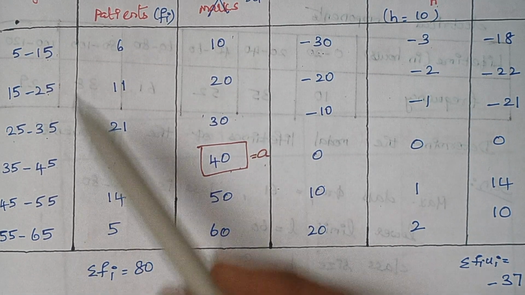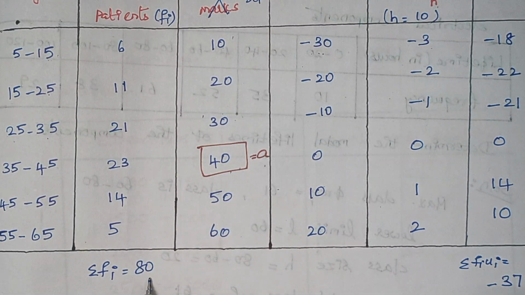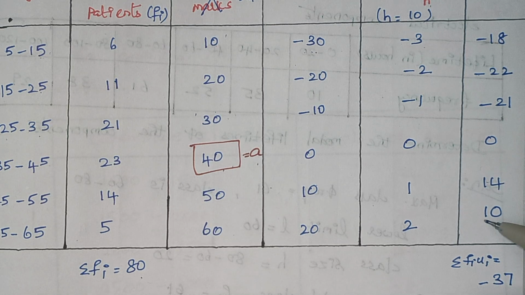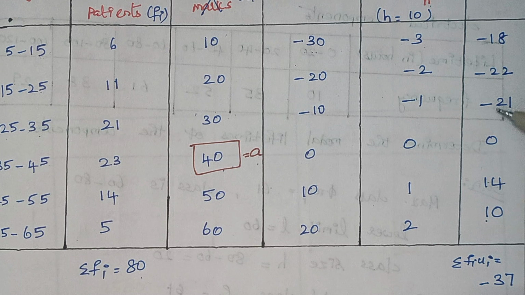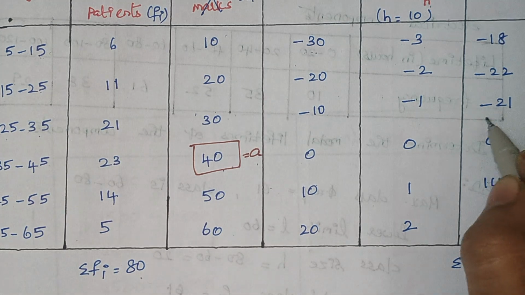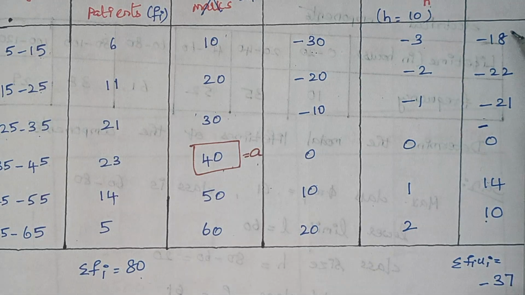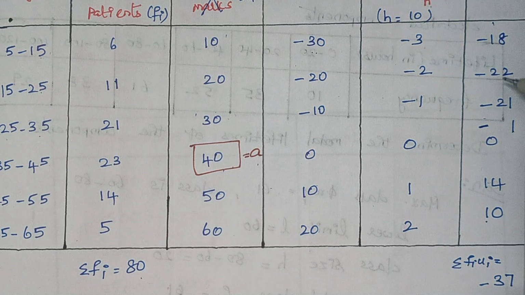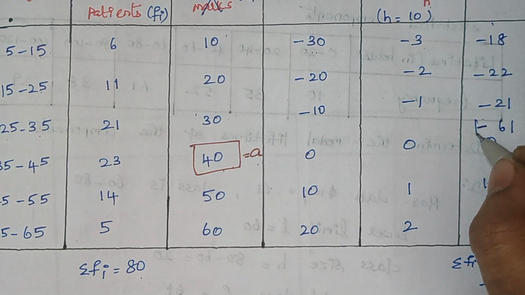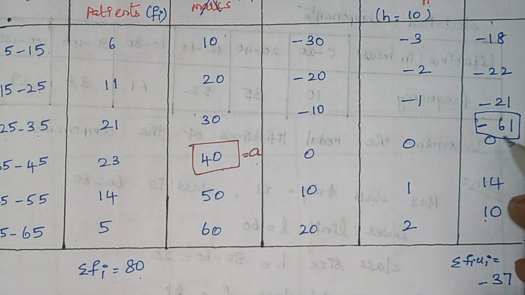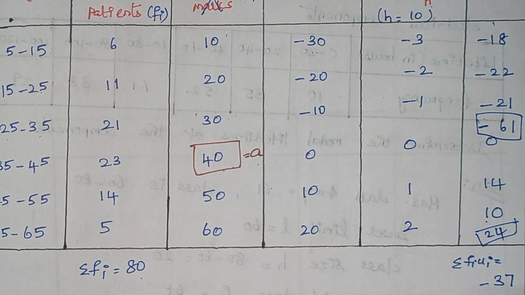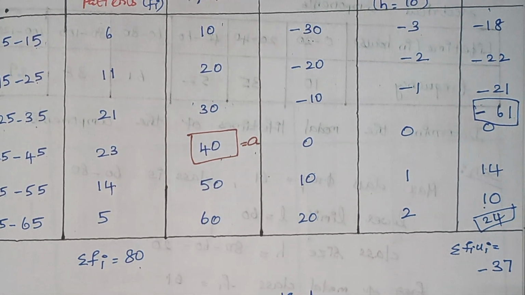So the next thing is you have to find the summation. Summation of fi, you have to simply add all these values. It gives you 80. Here we have some numbers with a negative sign and some with a positive sign, so we have to add all the numbers with the negative sign together. When you add, what is the answer here? It is minus, 8 plus 2 is 10, 10 plus 1 is 11, and there is a 1 here, so 2, 4 and 6. When you add all the negative numbers, the answer is minus 61. When you add all the positives, the answer is 24. So minus 61 plus 24 gives you the answer minus 37.